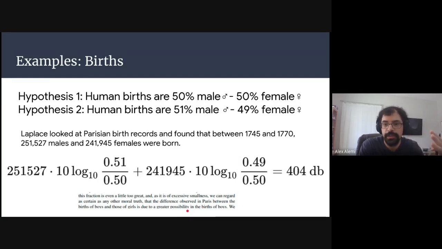But you can be dead right sure that hypothesis 2 is much more likely than hypothesis 1. But adding more hypotheses, things get more complicated.